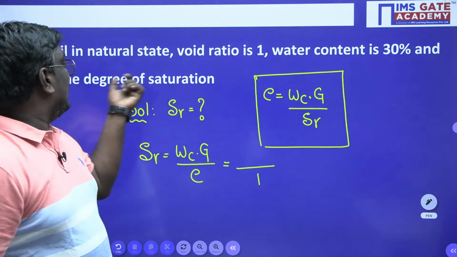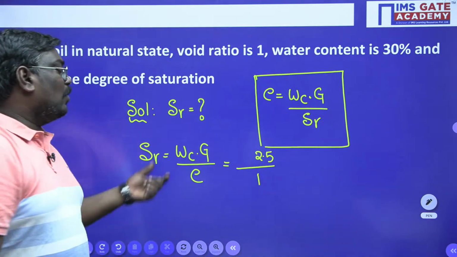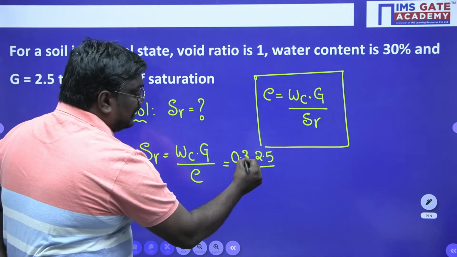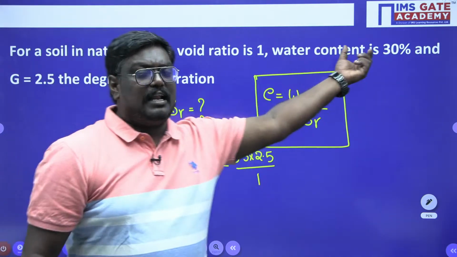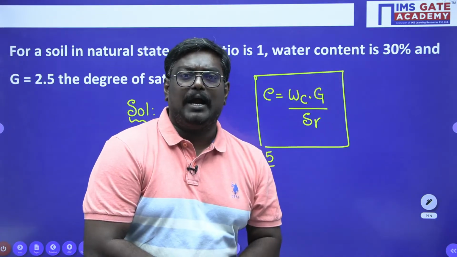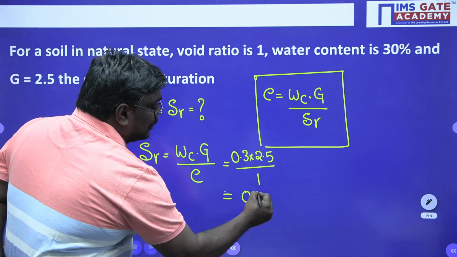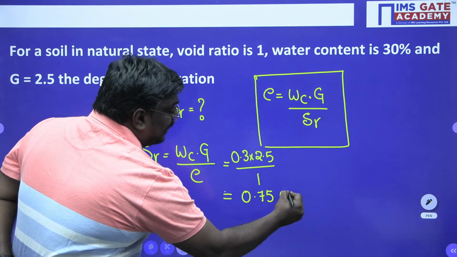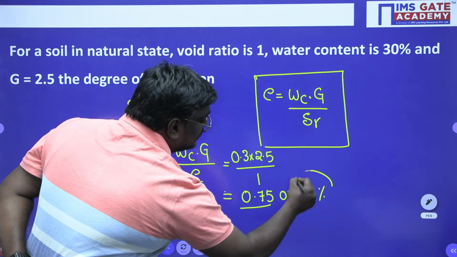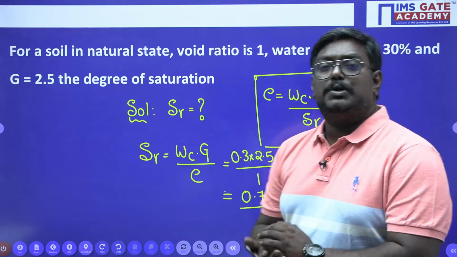And what is the specific gravity? It is given as 2.5. And what is the water content? It was given as 30 percentile. So just multiply with 30 percentile here. If you take the value, it will be 30 upon 100. This value will be equal to 0.3. So on solving this value, you will get degree of saturation is 0.75. If you want to express the solution in percentile, then it will be equal to how much, students? It will be equal to 75%.